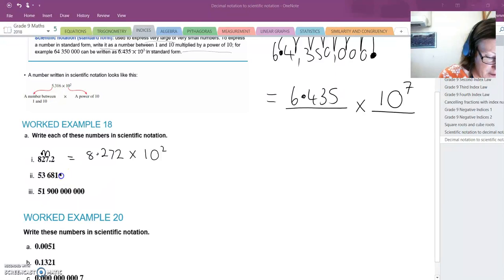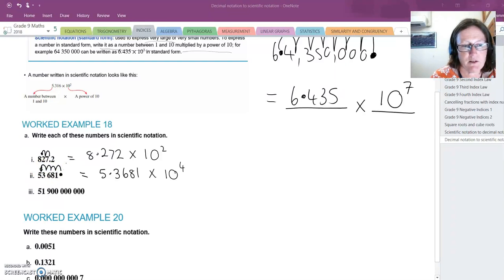In this next one, the decimal point is here, and I'm going to move it here, in between the 5 and 3. So this makes it my number between 1 and 10, 5.3681. I'm going to times this by 10 to the power of 4. Why 10 to the power of 4? Because it takes me 1, 2, 3, 4 to get back to where the decimal point originated.